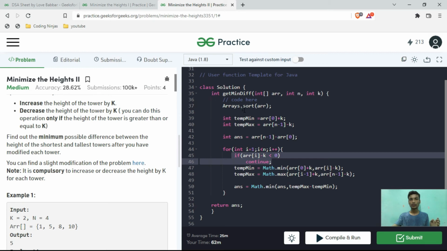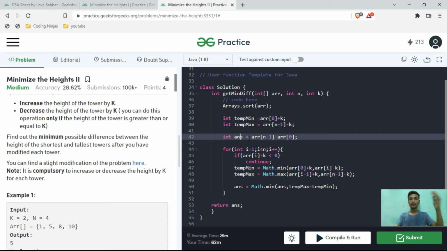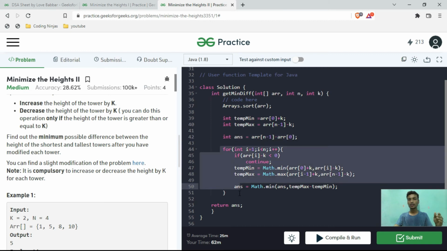First we sort the array as before, and we define initially, after modifying, the minimum will become the previous minimum increased by k and the maximum is the previous maximum decreased by k, and the answer is the largest answer because we have to find a minimum. So initially our answer should be the maximum. So the maximum difference is the previously largest tower height minus the smallest tower height, and here for each tower we traverse and check for the minimum difference.